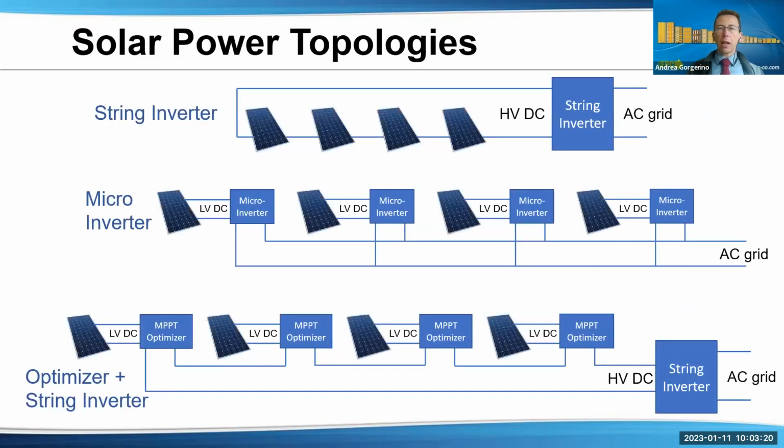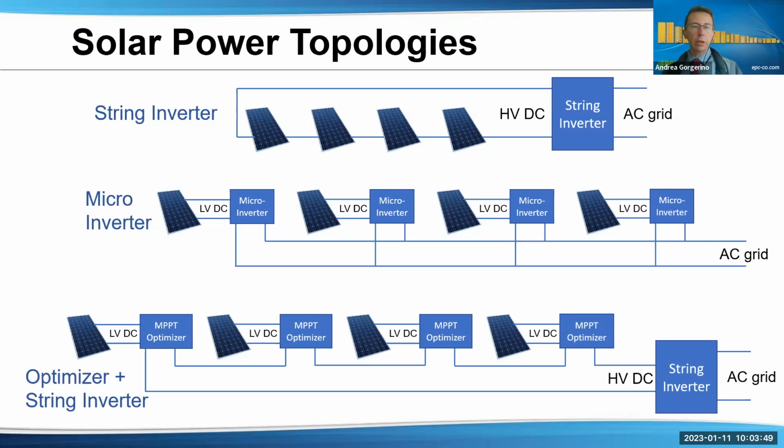So let's talk high level about the topologies. First, on the inverter itself, there are three main ones. String inverter is the most common one. Basically, you take all the solar panels and put them in series. This generates a high voltage DC bus, which goes to the string inverter and converts it to the AC grid. This is the most common topology. It's very scalable and is used from residential all the way up to utility scale systems.